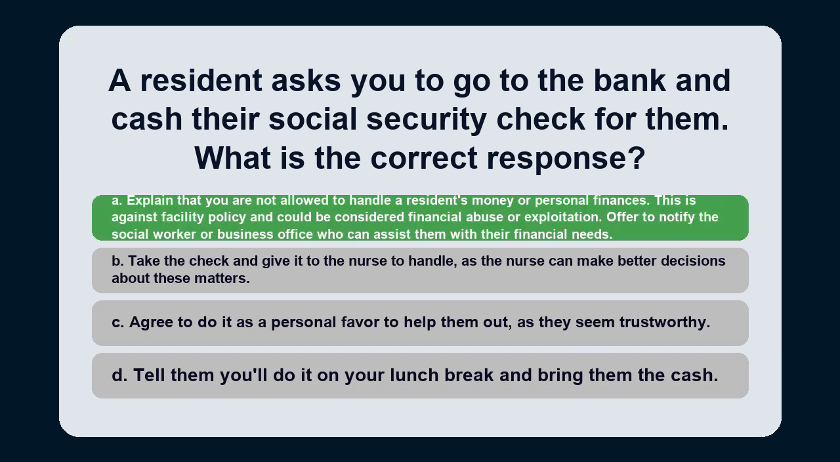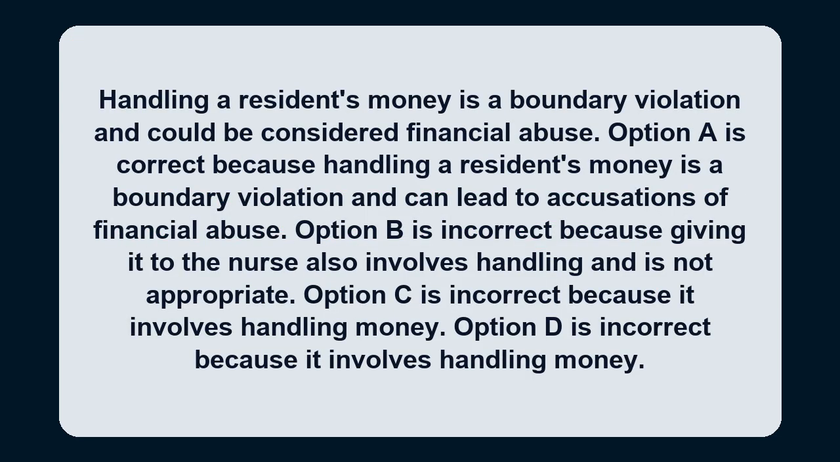The answer is A. Handling a resident's money is a boundary violation and could be considered financial abuse. Option A is correct because handling a resident's money is a boundary violation and can lead to accusations of financial abuse. Option B is incorrect because giving it to the nurse also involves handling and is not appropriate. Option C is incorrect because it involves handling money. Option D is incorrect because it involves handling money.